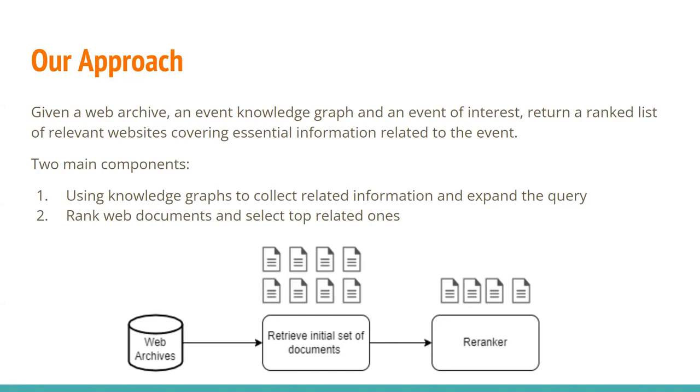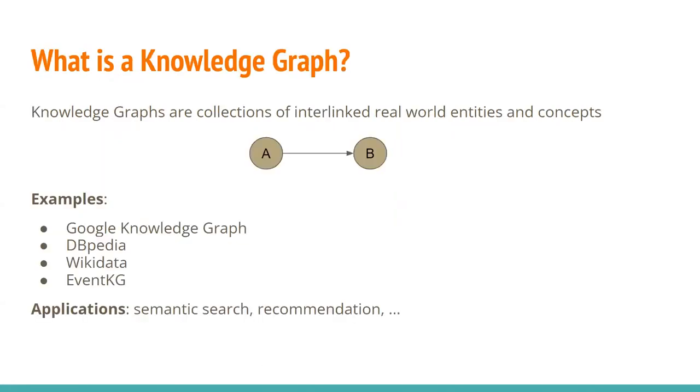As shown in this figure here, we collect initial set of web documents from web archives, mainly using keyword search in available web archive interfaces. And then using a re-ranking method, we rank them based on the expanded queries. As mentioned previously, knowledge graphs are one of the main resources in this research. Knowledge graphs are collections of interlinked real-world entities and concepts.